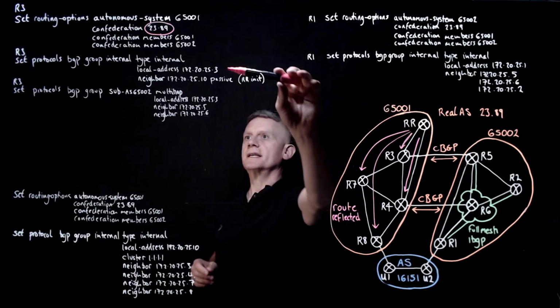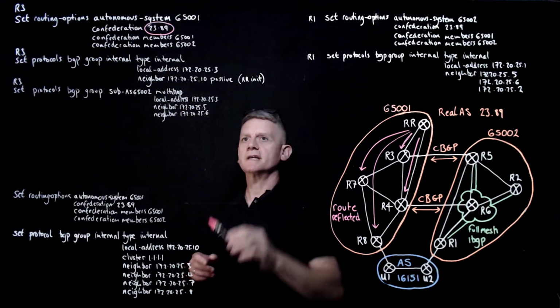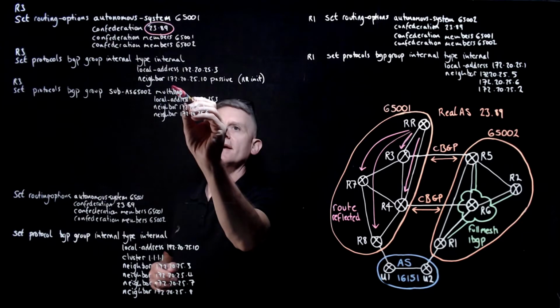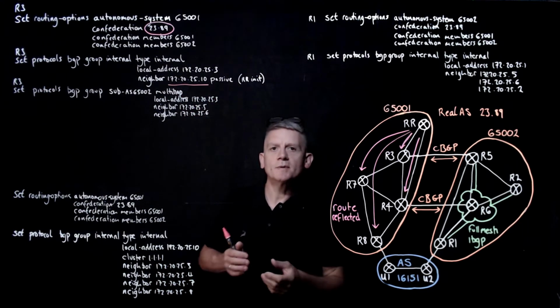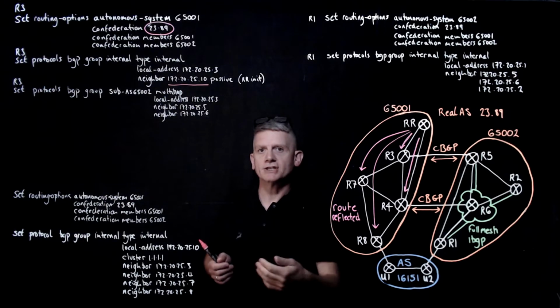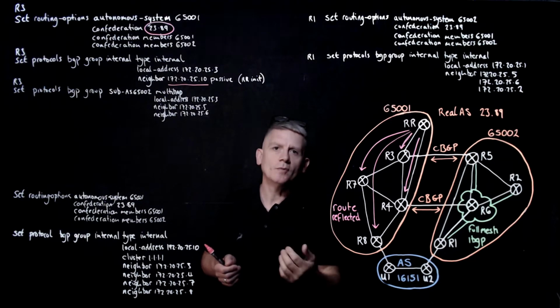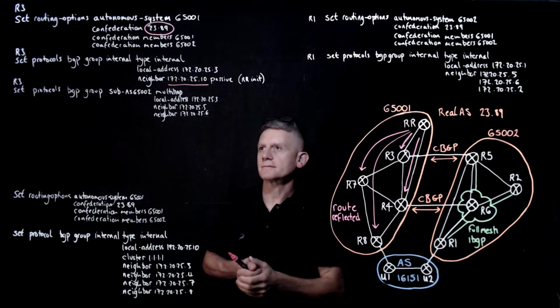So you can see here that we've got a BGP group internal, we've got the local address set, we've got a neighbor here, which of course is the route reflector, and we're setting it passive. And what we're really saying there is we have an extra requirement that the route reflector is going to initiate that BGP port 179 TCP connection.